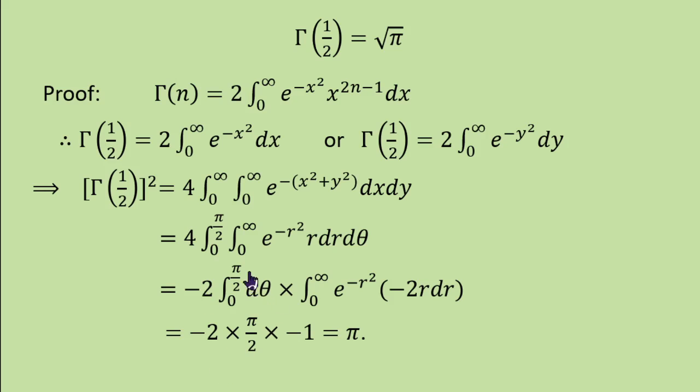Minus 2. Here one integral is theta, upper limit is pi by 2, lower limit is 0, and the other integral is e power minus r square. Upper limit is 0, lower limit is 1. 0 minus 1, that is minus 1. Minus minus plus, 2 2 cancels, pi remains. Gamma half whole square is pi means gamma half is root pi. So that is the required answer.